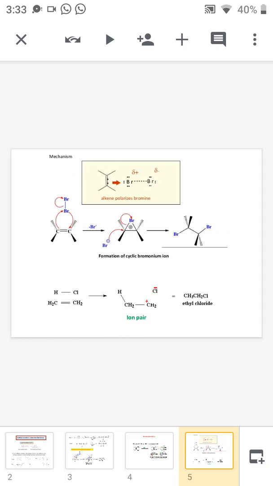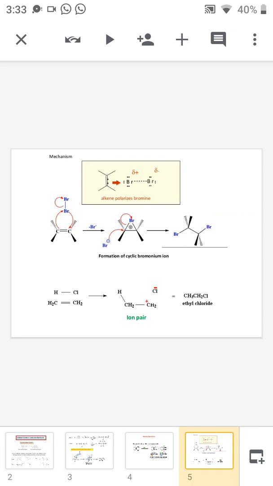Now we are again moving into the mechanism of electrophilic addition reaction. First of all, bromine is added to a symmetrically substituted alkene. And we know that bromine contains a lone pair of electrons, and that's why a partial positive charge exists on one bromine and similarly a partial negative charge exists on the other bromine. First of all, the partially positive bromine, which acts as an electrophile, will attack the alkene.